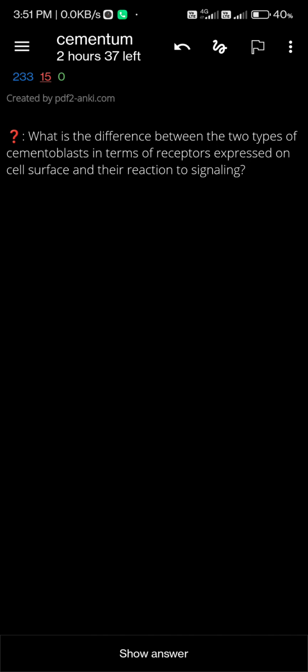So based on the difference, there are two types of cementum. What is the difference between the two types of cementum in terms of receptors expressed on the cell surface?